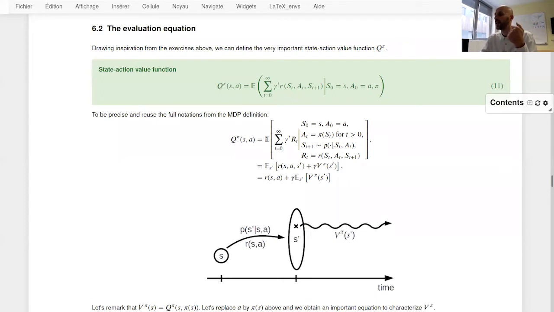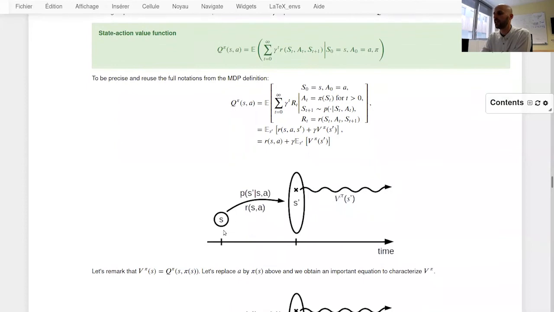So Q pi of S, A can actually be broken down by separating the very first step and the other ones. It tells us that it's the expectation over S prime, the state that we will reach after applying A, of R of S, A, S prime plus gamma V pi of S prime. And if we want to use the other notation, well, that's exactly the definition of R of S, A. So Q pi of S, A equals R of S, A plus gamma, the expectation over S prime of V pi of S prime.